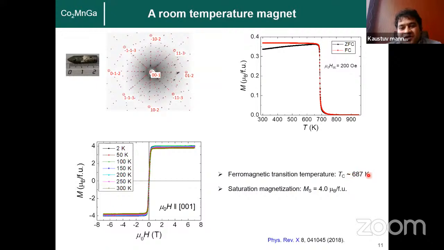When we do the magnetic characterization, as you can see, this is a high temperature ferromagnet, with a transition temperature of nearly 700 Kelvin. So at room temperature, this is a ferromagnet with a magnetic moment of nearly 4 μB. Okay, so this is a room temperature ferromagnet. That's the key message of this characterization.